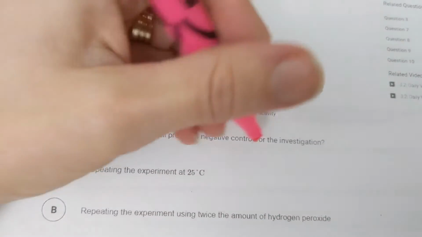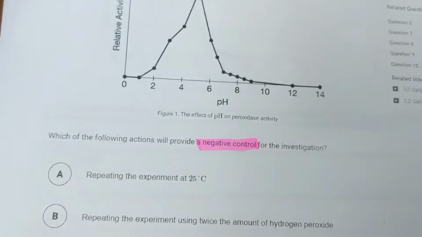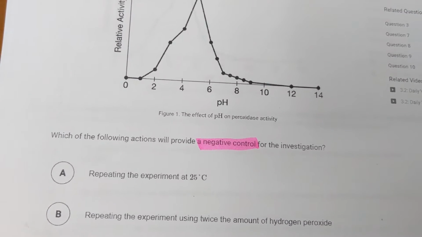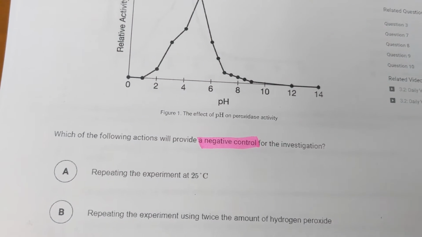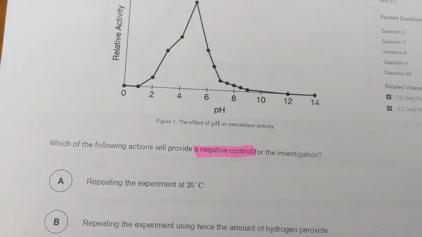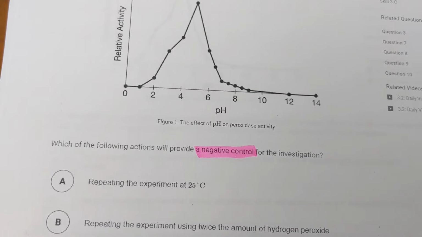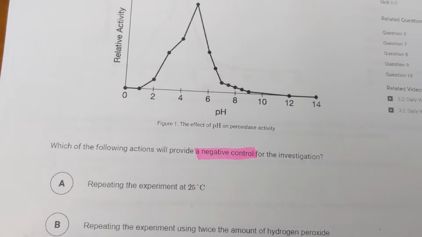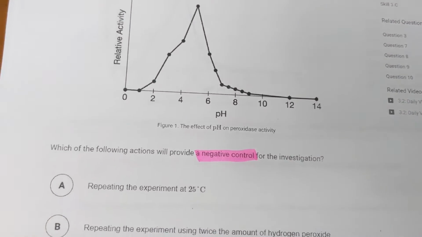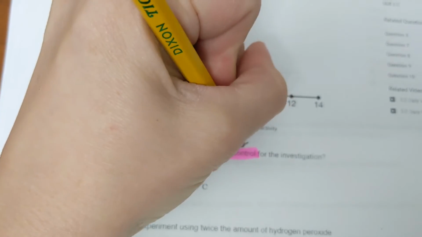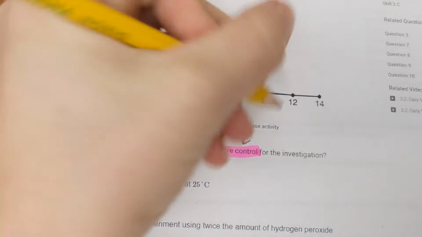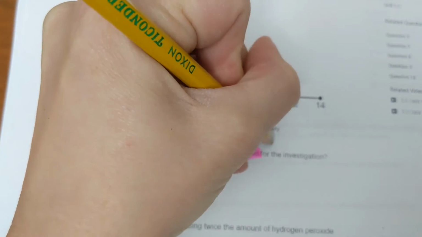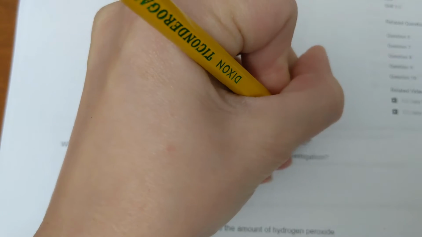But the part that we were unsure of is the negative control. If you're asked for a negative control, that means this is a control where you do not expect a result. You expect no activity. Okay, so whenever you see negative control, that means a control where there's going to be no reaction.